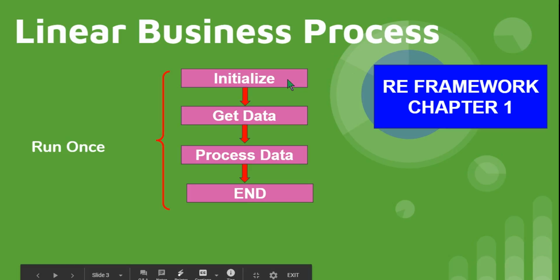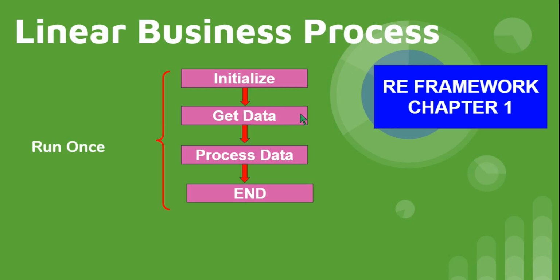So here we are initializing with Get Password, then getting the data with Get IMAP, where we get the first email from the inbox, and then processing the data with whatever action you want to take, and the entire workflow ends here. This is called linear: very simple and straightforward in nature.